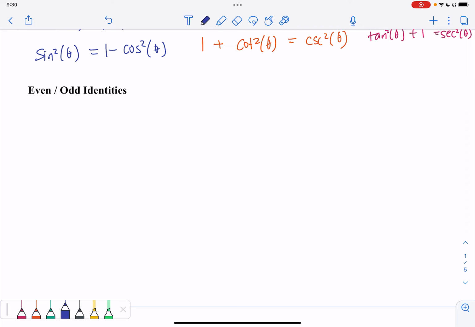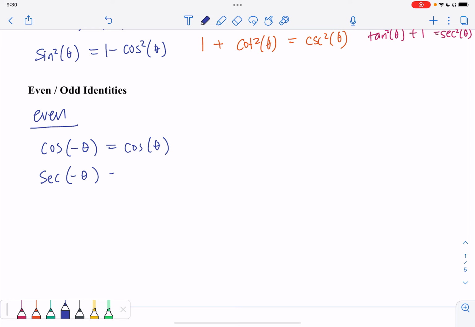Okay, so even and odd identities. So what's nice about these 6 trig functions that I have is they're either even or odd. So let's start with our even ones. The list is a little shorter, I have cosine theta. So cosine of negative theta is just cosine of theta because of our even function definition. And then the same thing happens for its reciprocal. So secant of negative theta is just secant of theta.